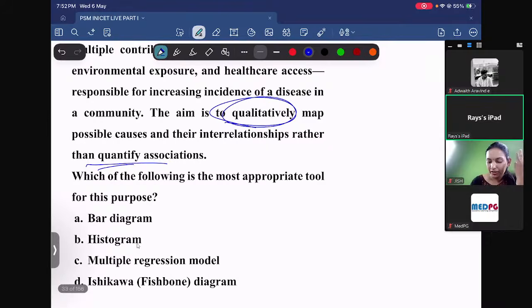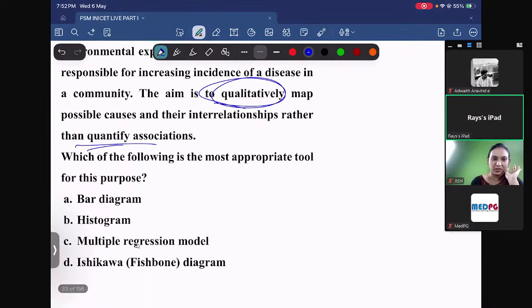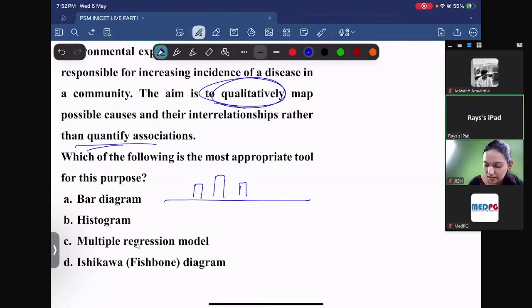You have bar diagram, histogram, multiple regression model, and Ishikawa or fishbone diagram. So the question is, somebody is doing research on a qualitative thing. It's not quantitative, it's a qualitative study. And which tool will you use in a qualitative study? The question is as simple as that, but they have given you an essay to find out. Okay. So what is a bar diagram? All of you know the bar diagram. We draw it like this. We draw bars, and usually in case of a categorical variable, we have a bar diagram. It just compares different categories visually.